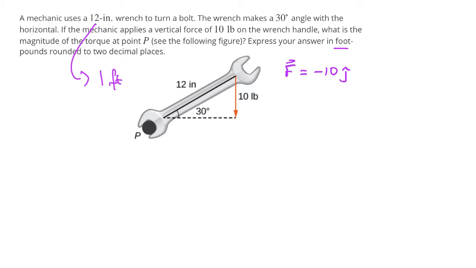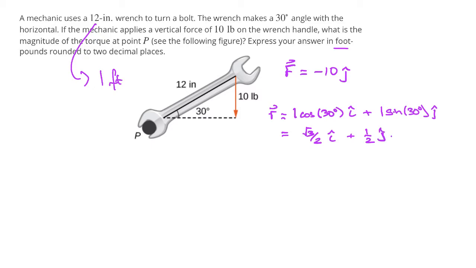And so if we're writing out what the vector will be for our lever arm, we have 1 times the cosine of our angle, 30 degrees in the I direction, and then plus 1 times the sine of 30 degrees in the J direction. And so what this gives us for our lever arm is a √3/2 in the I direction, and a 1/2 in the J direction.